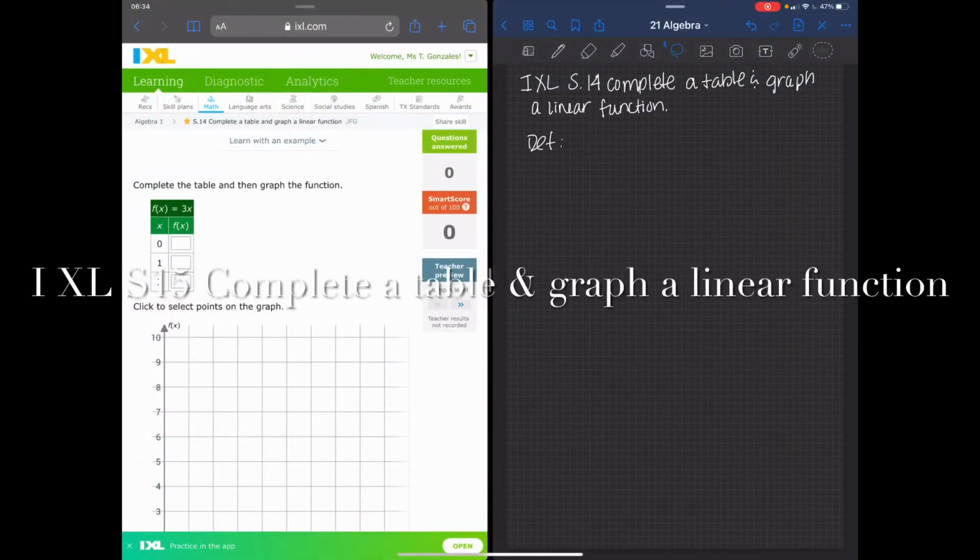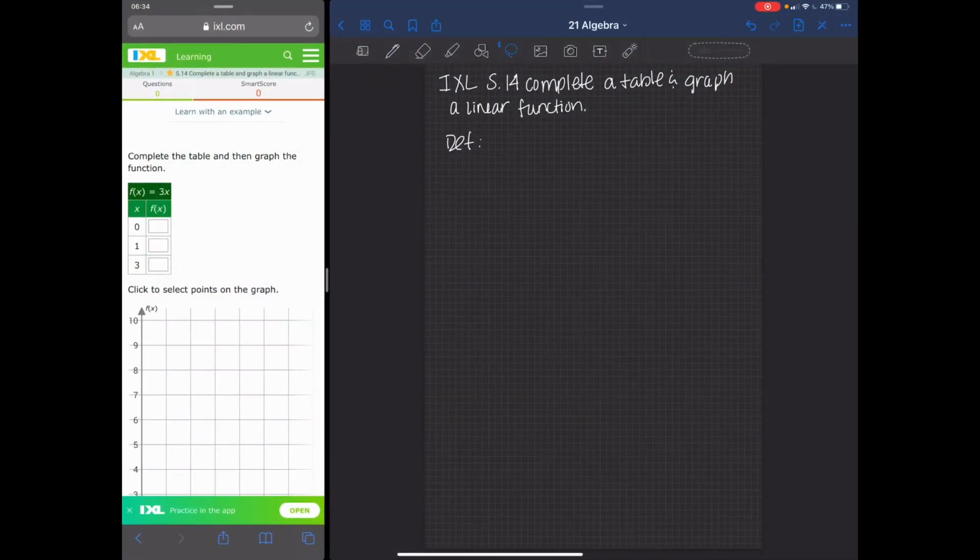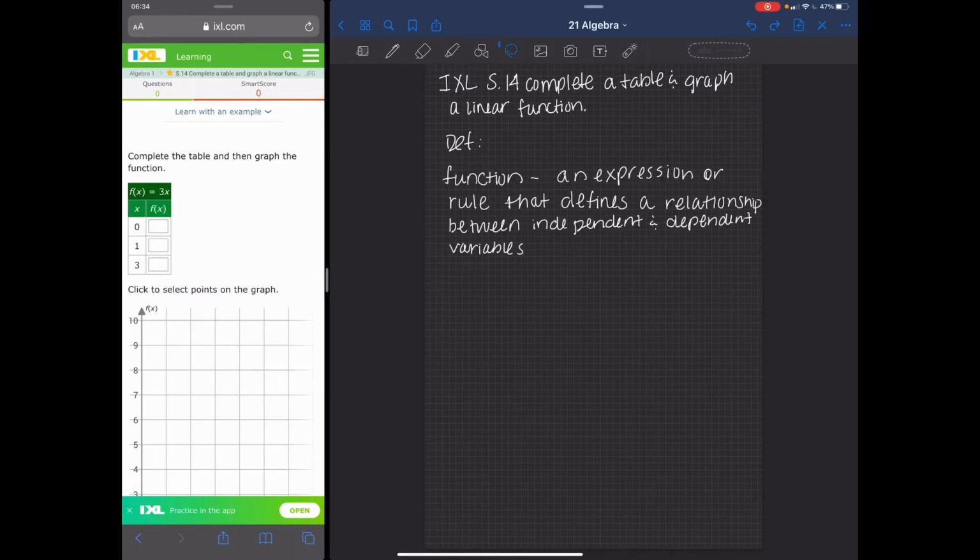Okay, we're going to be looking at S14, complete a table and graph a linear function. So for the IXL, we need to know the definition of a function. The definition of a function basically is an expression or rule that defines a relationship between an independent and dependent variables. So if we think about functions, the way we've been working with them, let's see.